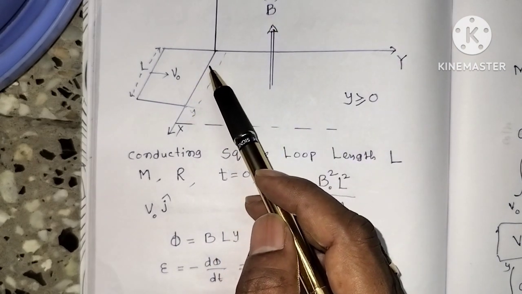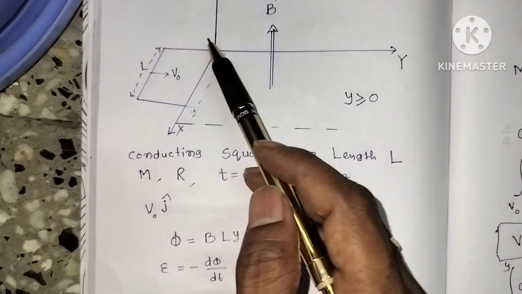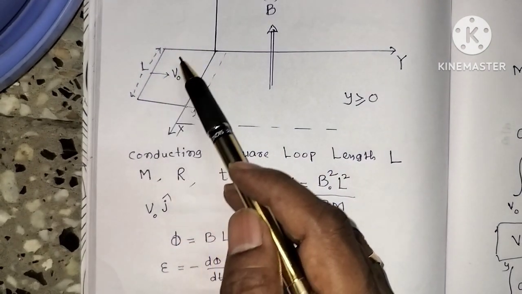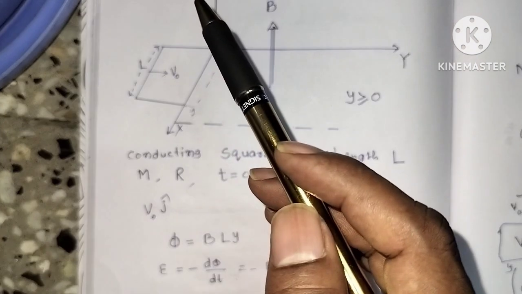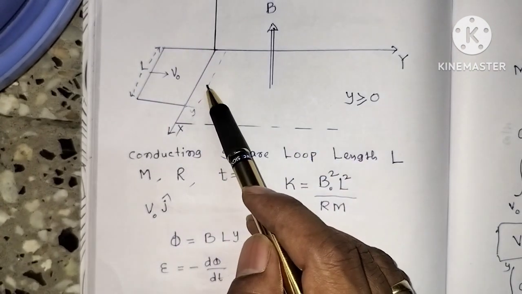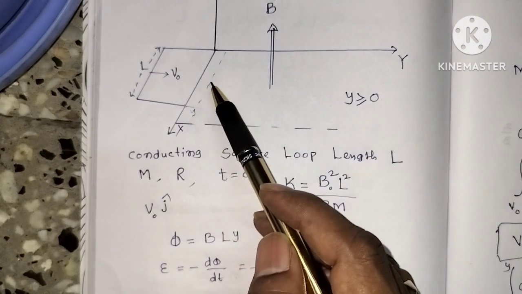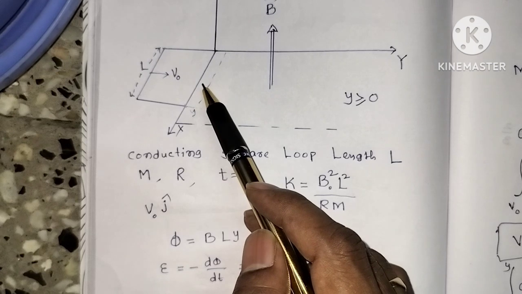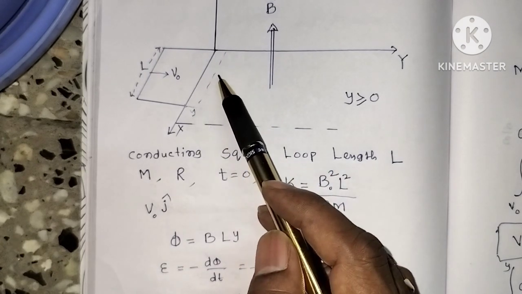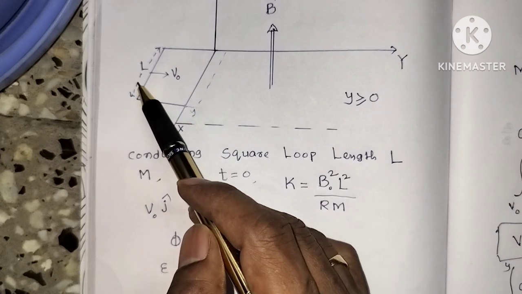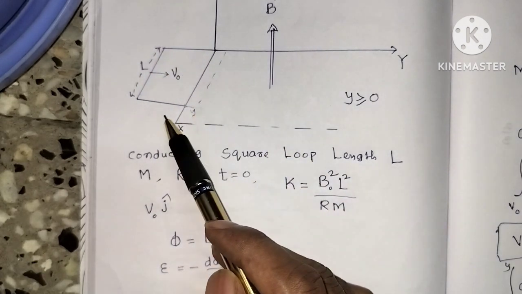So the induced current has to flow like this, because the flux is increasing along this direction and the flux should decrease along this direction. If the current is flowing like this, because of the induced current the magnetic field is downward inside the loop, so it is opposing. So you can now understand that this is the direction of the current. For me it is the clockwise direction.